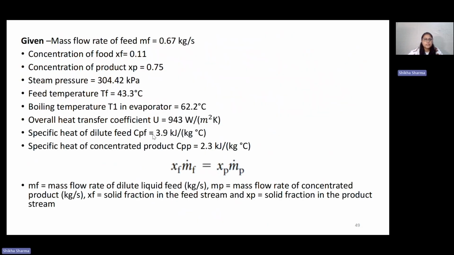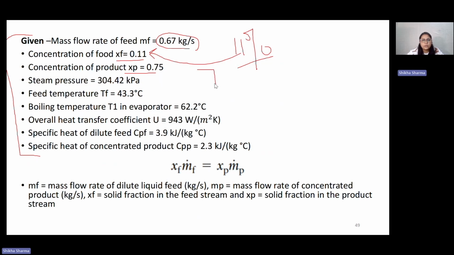Okay, let's solve this question. In this question, we are given the mass flow rate of the feed, which is 0.67 kg per second. The concentration of the total solids in the feed stream is 11%, so we can write it as 11 by 100, which is 0.11. The concentration of the total solids in the product, or the final concentrated juice, is 75%. So 75 divided by 100 is 0.75.